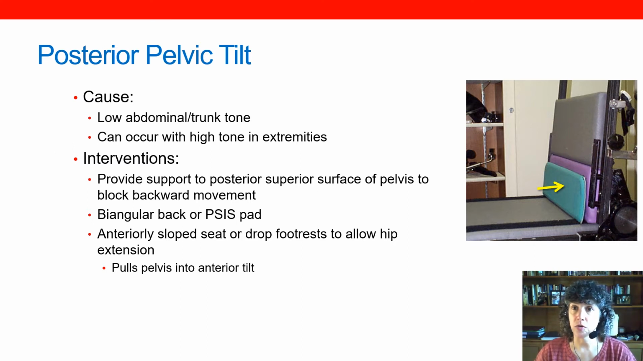So let's start with some of these posterior support strategies. We need to make sure there's good firm support behind the pelvis. This can sometimes take the form of a biangular back or even a pad like this one. This is just on a seating simulator. We used to slip this in to simulate a biangular back. It's just a pad that goes to about the top of the PSIS. Sometimes we can drop the knees a bit in relation to the pelvis. That creates a bit of an anterior slope to the thighs and can pull the pelvis forward into a little more of an anterior tilt, opposite of that dreaded posterior tilt.